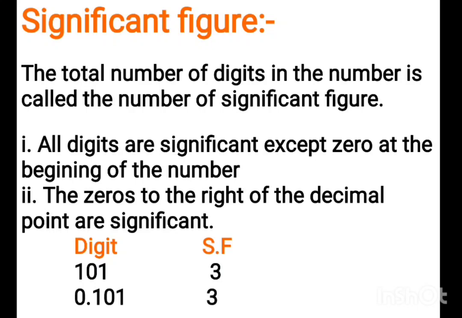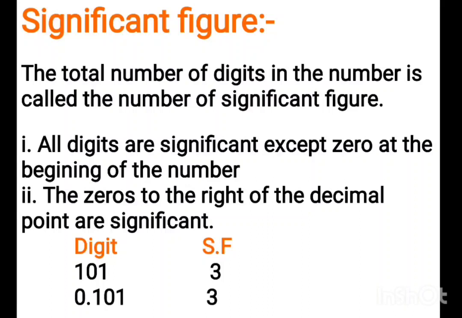In any number, if we put 0 at the start of the number, there can be no utility in putting 0 at the beginning. Okay, next one, the zeros to the right of the decimal point are significant. Decimal means dashomik. If lots of zeros are written to the right of the decimal, they are all considered significant figures. This 0 must be put at the right of the decimal.